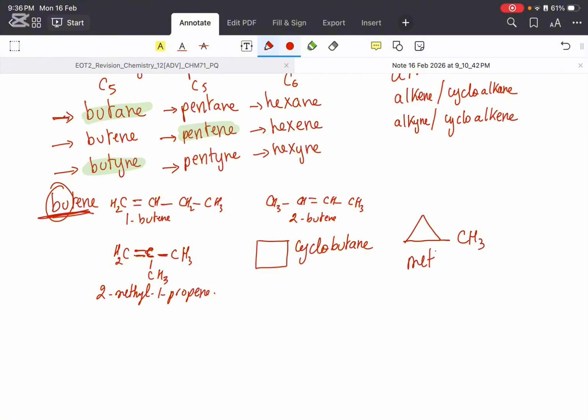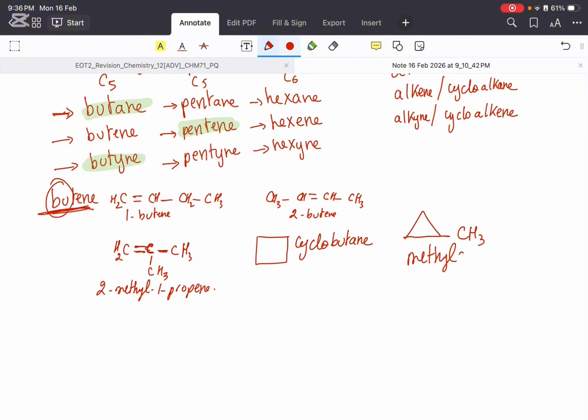Or I can do a cyclopropane with 1 carbon. Go for the easy choices that you can do. So methylcyclopropane. So that's the butene. I'm done with it.